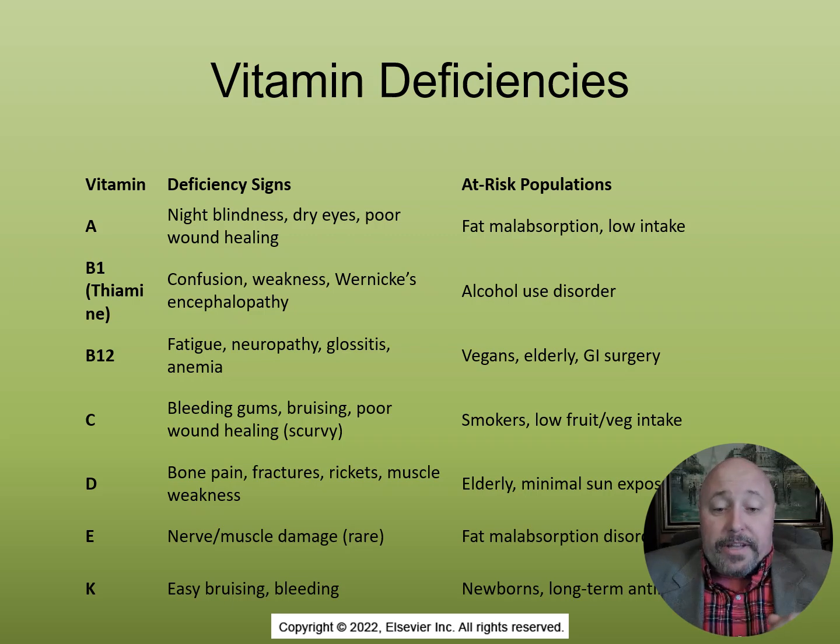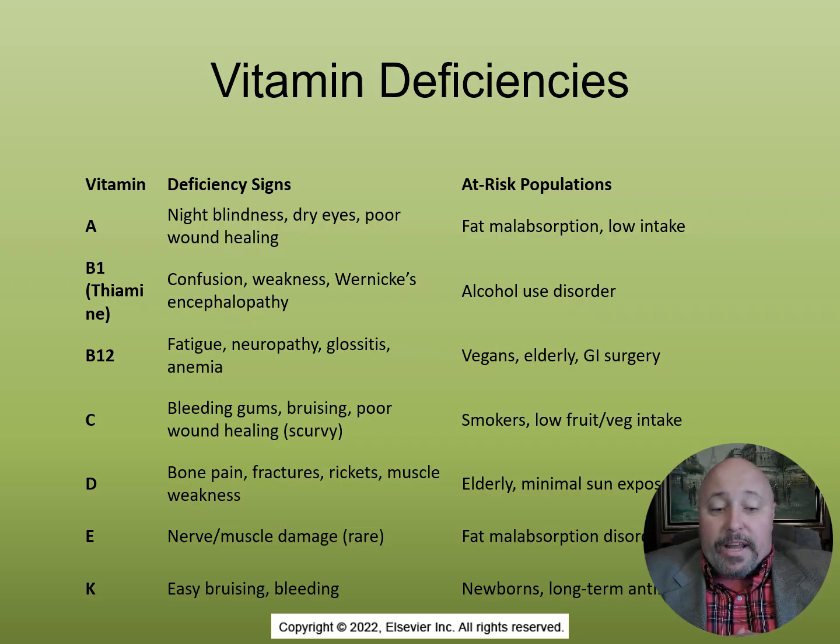When it comes to vitamin D, whenever you hear vitamin D, immediately be thinking of calcium, as they do play an interrelated role in the building up of bones. And these deficiency signs are going to display as things like bone pain, fractures, on up to rickets and muscle weakness. This could be especially pertinent for people like the elderly or those receiving minimal sun exposure.